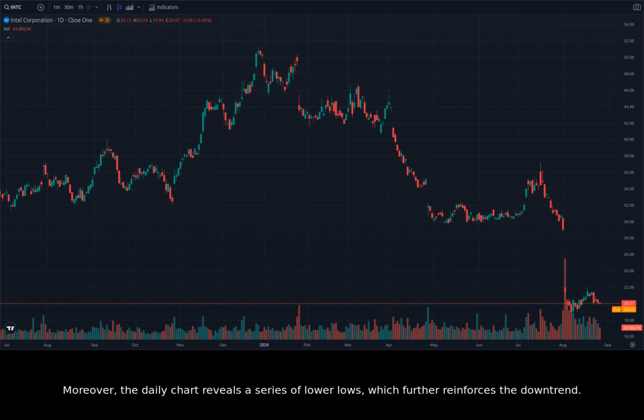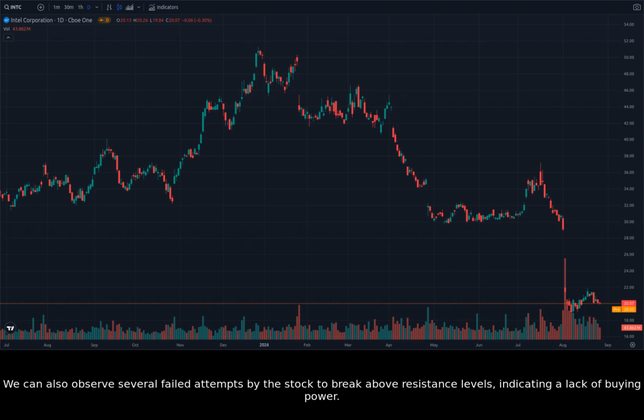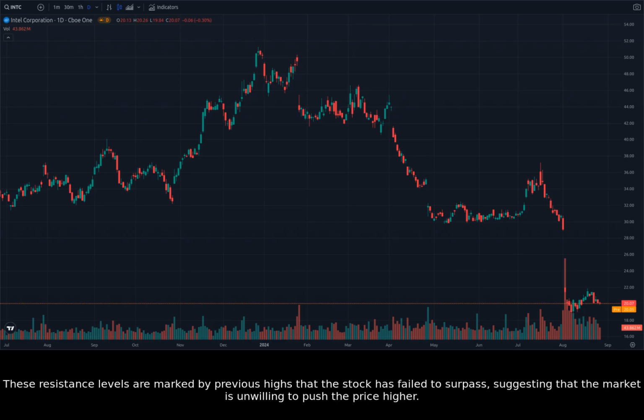Moreover, the daily chart reveals a series of lower lows, which further reinforces the downtrend. These lower lows indicate that the selling pressure is increasing as the stock price is consistently making new lows. We can also observe several failed attempts by the stock to break above resistance levels, indicating a lack of buying power. These resistance levels are marked by previous highs that the stock has failed to surpass, suggesting that the market is unwilling to push the price higher.